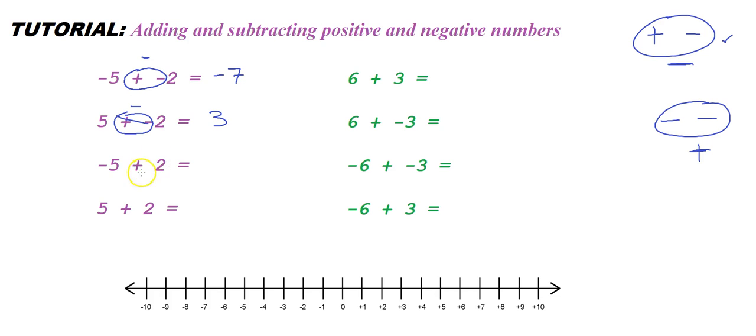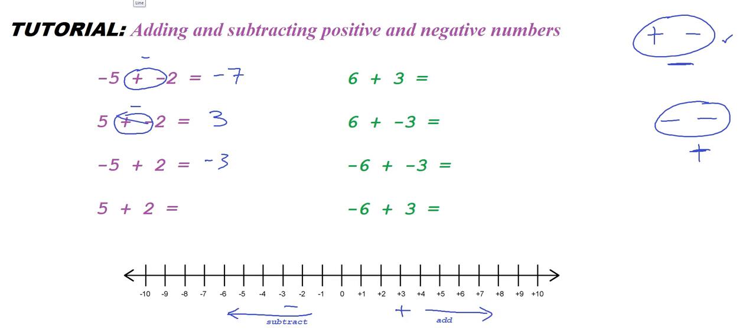Next one here, there's nothing tricky in the middle, so we start off on minus 5. We're going to add 2, so we're going this way, and that takes us to minus 3. So you've got to remember that when we add, we're always traveling this way, and when we subtract, we're always traveling towards the left on the number line. Okay.